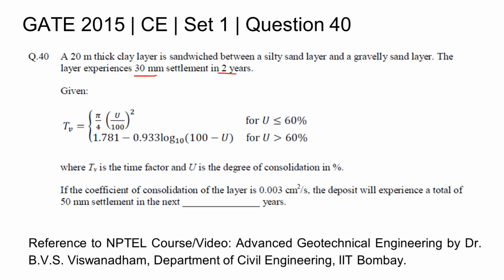Given time factor Tv = π/4 × (U/100)² for U less than 60%, and Tv = 1.781 − 0.933 log base 10 (100 − U) for U greater than 60%, where Tv is the time factor and U is the degree of consolidation in percentage. If the coefficient of consolidation of the layer is 0.003 centimeter square per second, the deposit will experience a total of 50 mm settlement in next dash years.